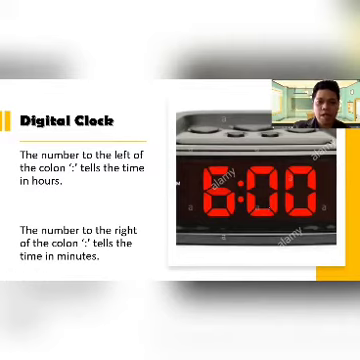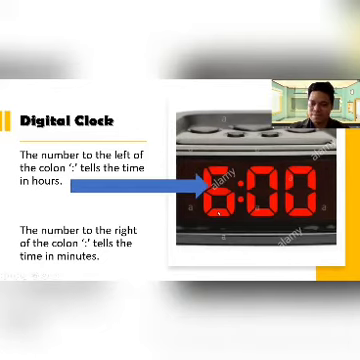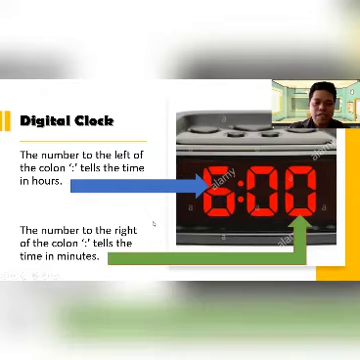On a digital clock, the number to the left of the colon tells the time in hours. So that's right. This is the time in hours. So the time is 6. While the number to the right of the colon tells the time in minutes. There are no minutes here, so that is called o'clock. That's why it is 6 o'clock.